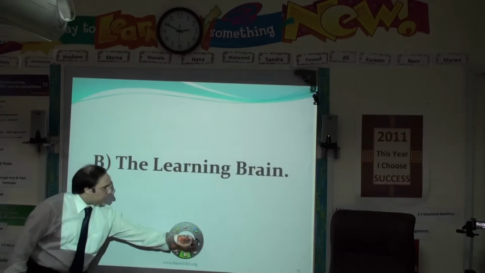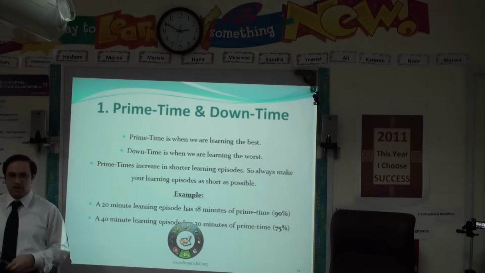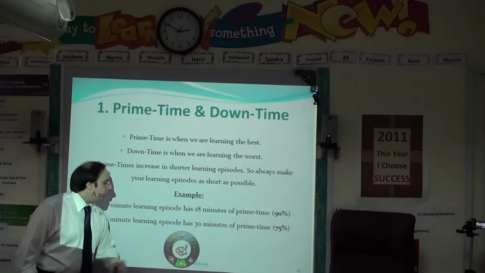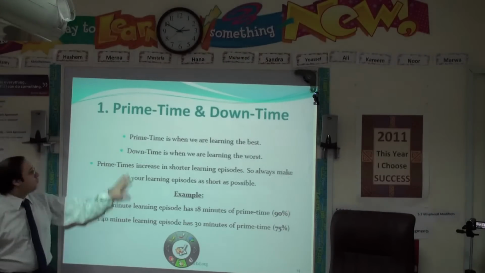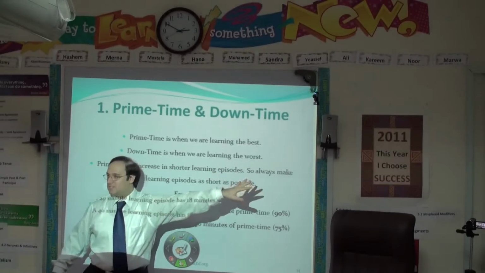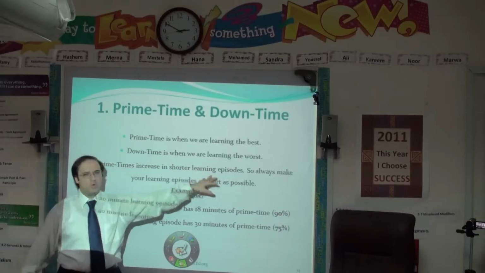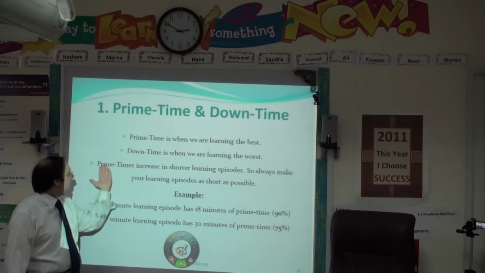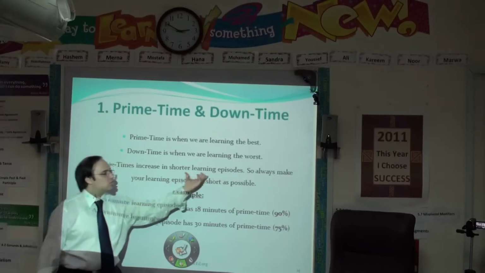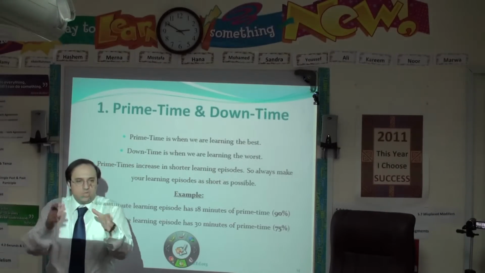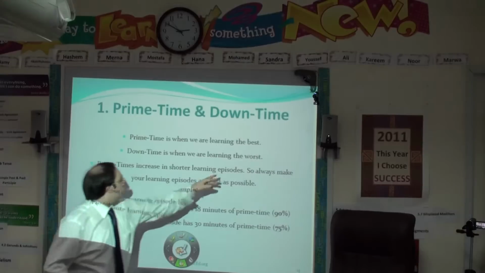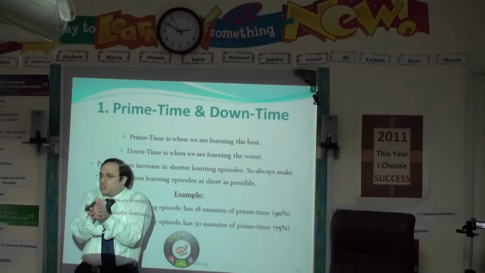Now, the learning brain. All this was an introduction to the brains in general. Let's talk about a couple points here in the learning brain. Number one, we know something called prime time and downtime. Prime time is when we are learning the best, okay? And downtime is when we are learning the worst. Prime times increase in shorter learning episodes. So whenever we learn something in short episodes, we have a lot of prime time. So always make your learning episodes as short as possible.